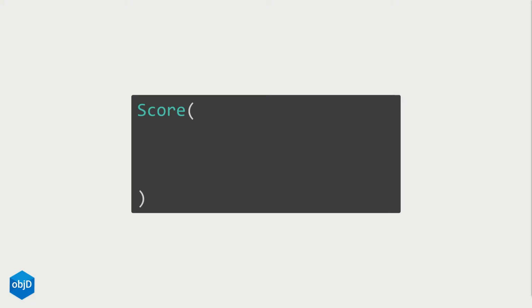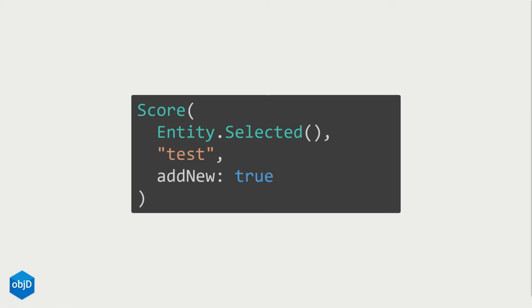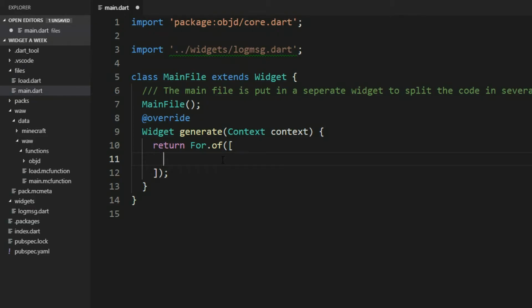Here you can also change the display text component, but usually you don't have to define any scoreboards whatsoever because the simple Score widget would do this itself. As a score, objD defines a combination of an entity and a scoreboard name. This would be a string here. As a third optional argument, you have the add new here to interrupt the automatic addition to the load file again. Let's have a look how this works in code.